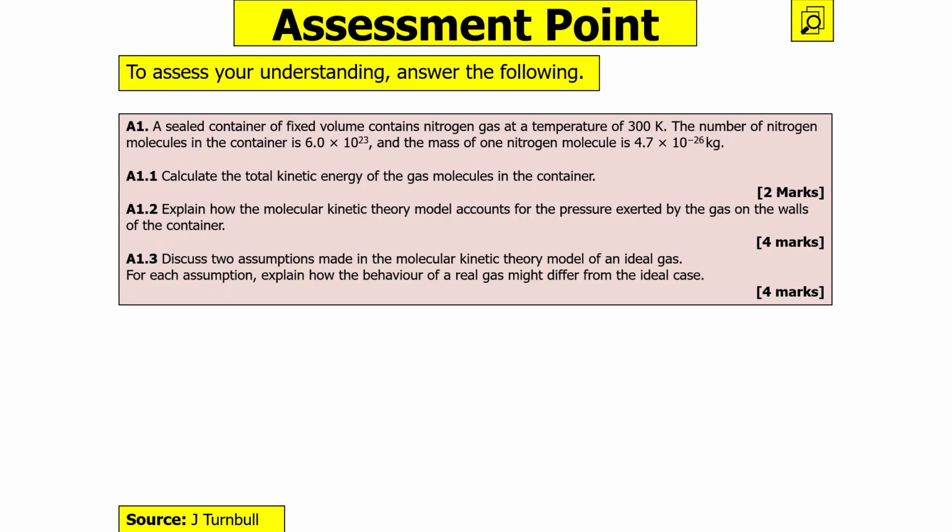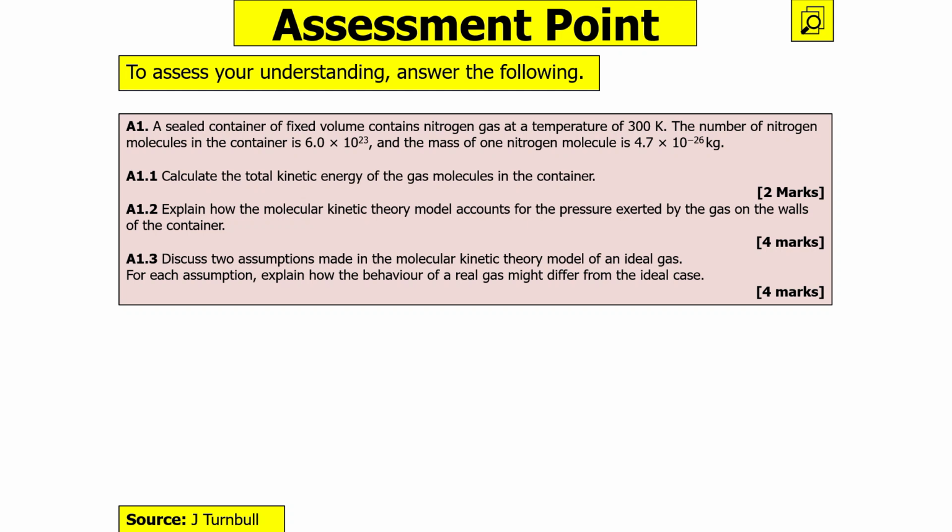A sealed container of fixed volume contains nitrogen gas at a temperature of 300 Kelvin. The number of nitrogen molecules in the container is 6 times 10 to the 23, and the mass of one nitrogen molecule is 4.7 times 10 to the minus 26 kilograms. Calculate the total kinetic energy of the gas molecules in the container.